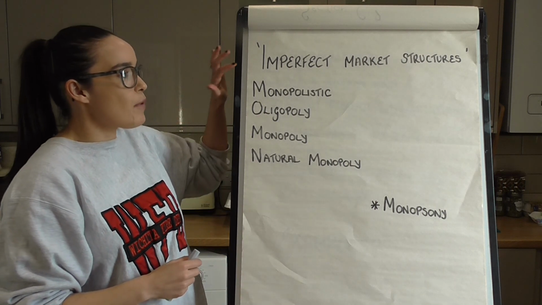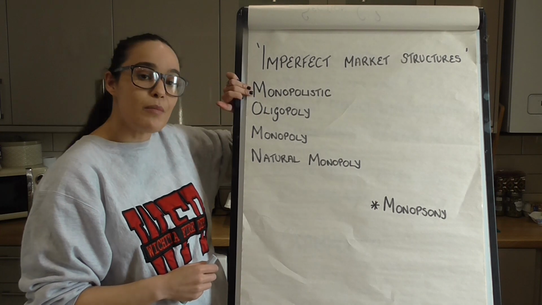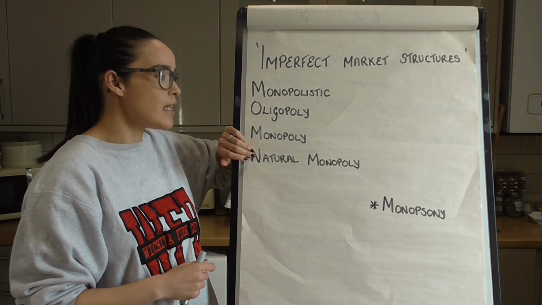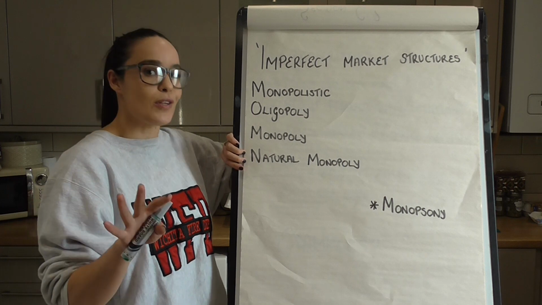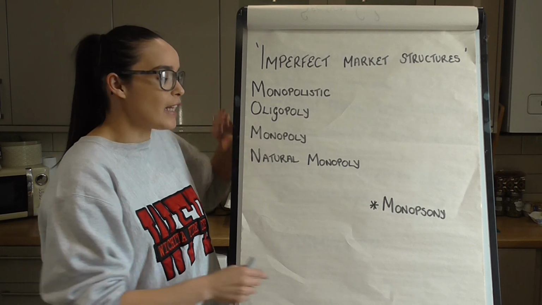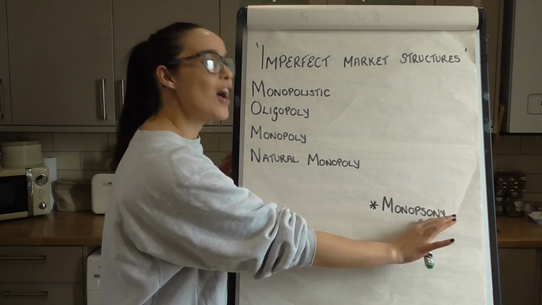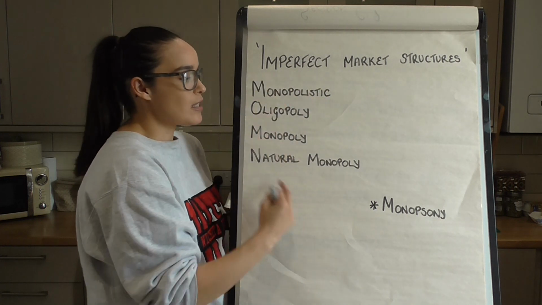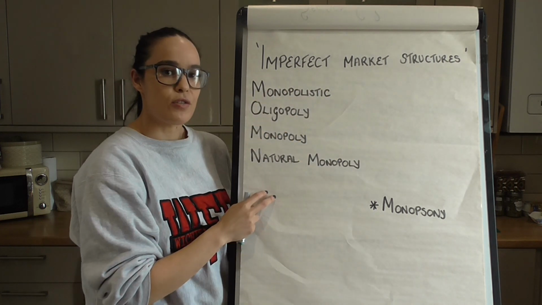So under imperfect market structures we've got monopolistic market structures, oligopolies, monopolies and natural monopolies, and we're going to go through all of these, not in today's lesson, but we are going to go through all of these eventually. And I've put monopsonies over here on their own because they're actually a buyer market structure. These are seller kind of dominated market structures.